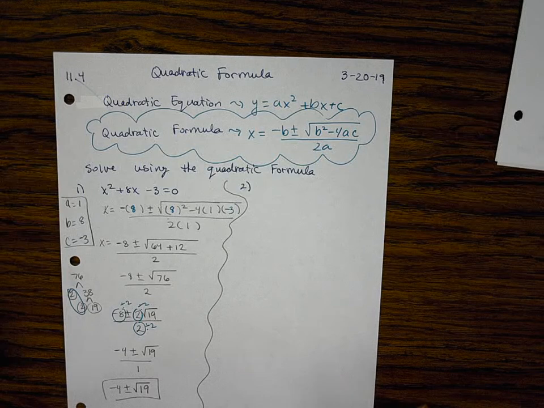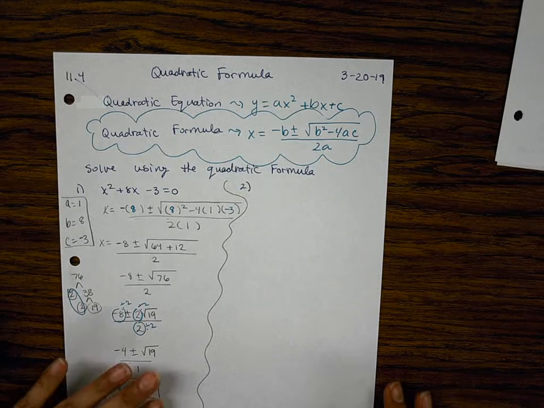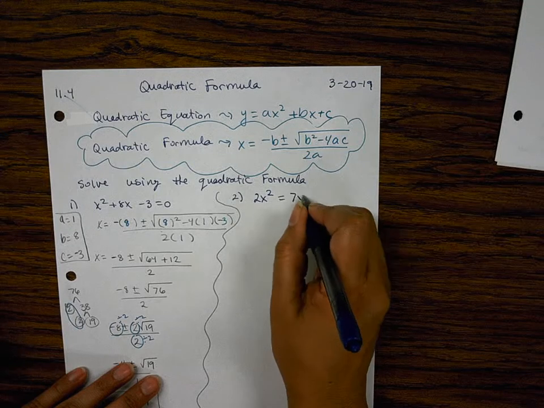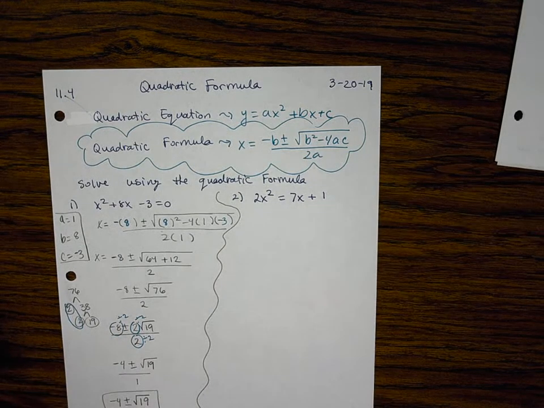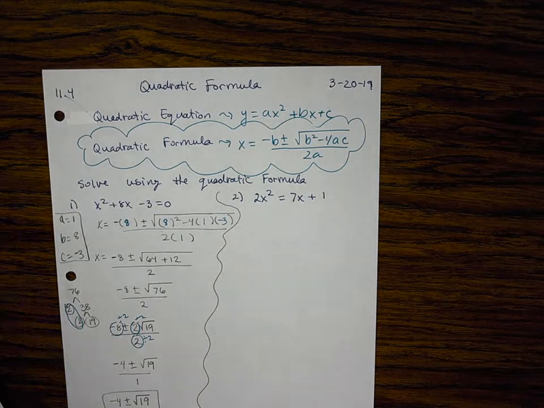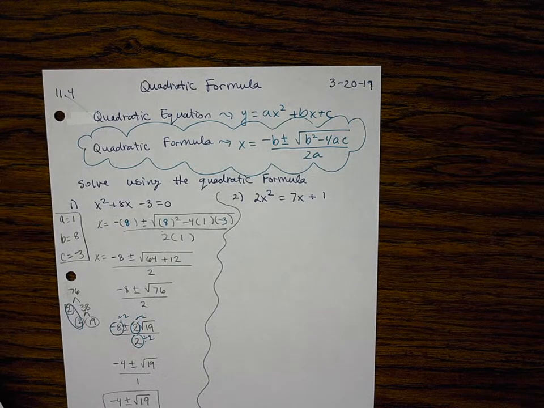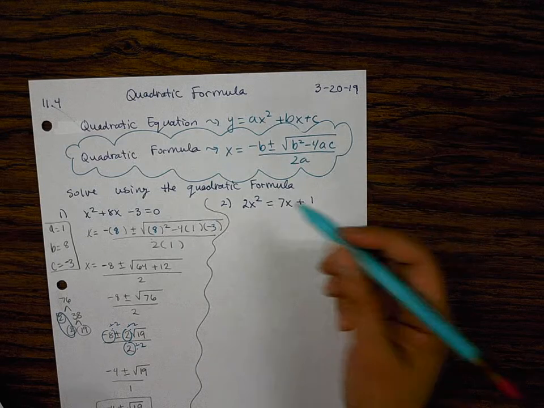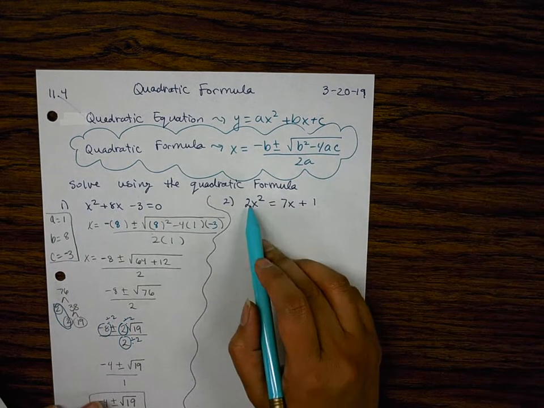Okay, number 2. Two x squared equals 7x plus 1. Okay, now when you have, what I said earlier is if you're using quadratic formula, it has to equal 0. If it does not equal 0, you need to move things around so that it does equal 0.